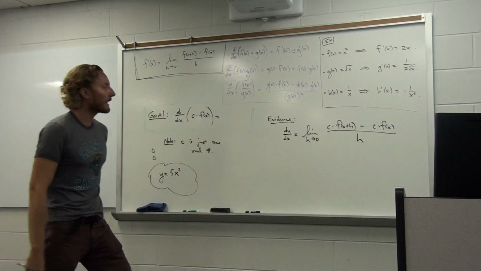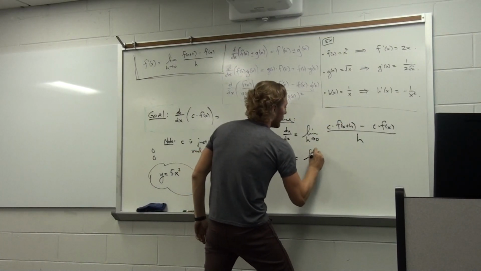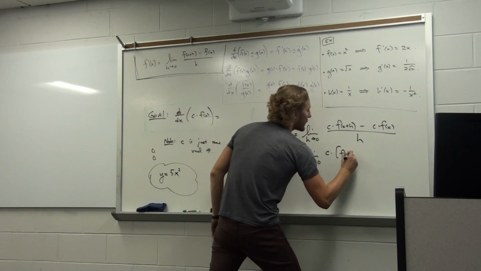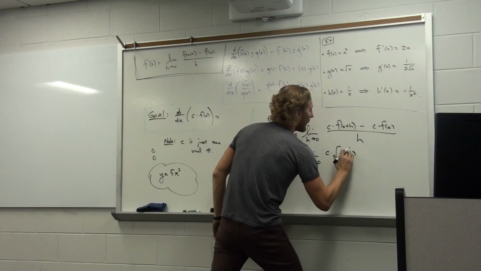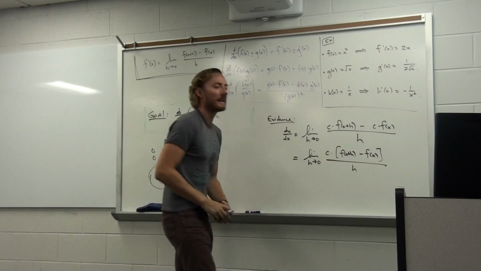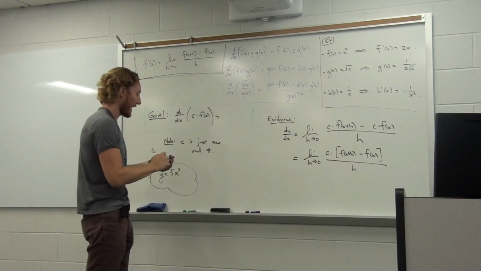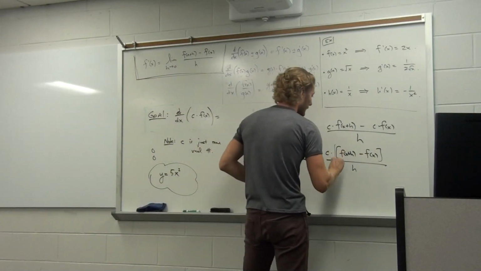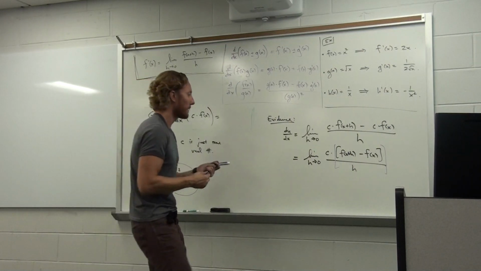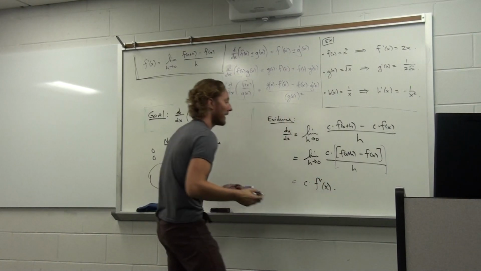And now as you look at this guy, note both terms in the numerator have a c in common, so we can factor out that c, and what will be left is just f of x plus h minus f of x over h. And even as I said that, f of x plus h minus f of x over h, you know what that is. That is the derivative of f. So whenever you take the limit here, you're going to get c times the derivative of f.